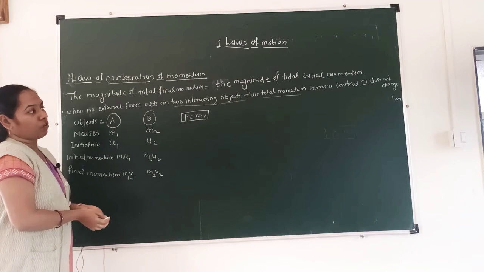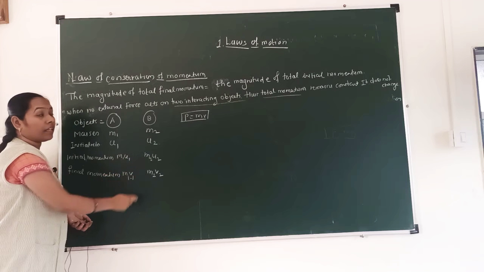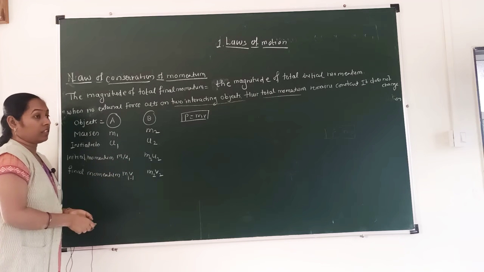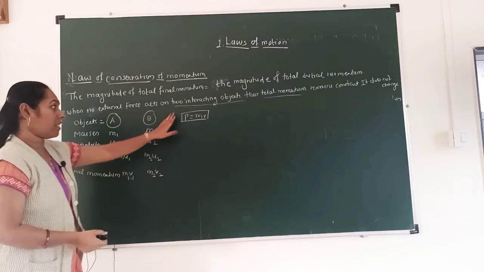See, for two interacting objects, their total momentum is always constant. What do we have to prove? Total momentum is always constant.